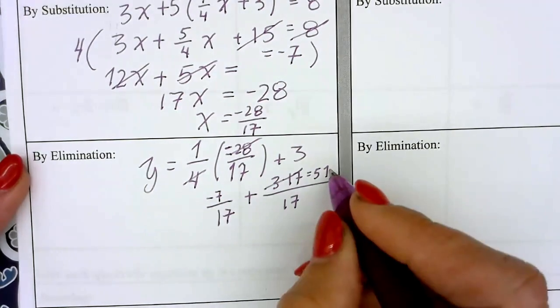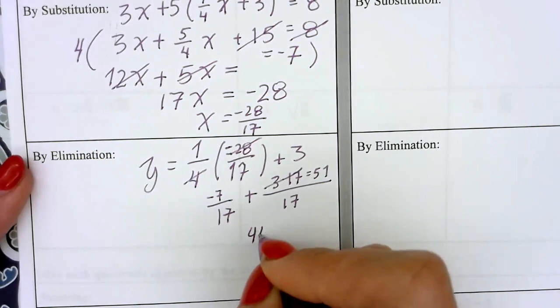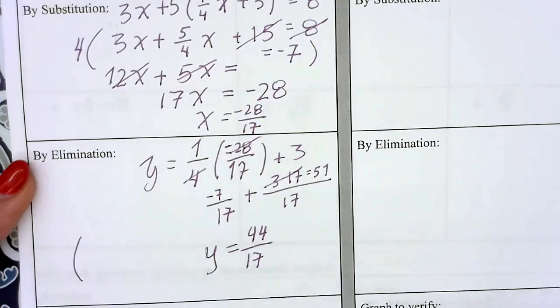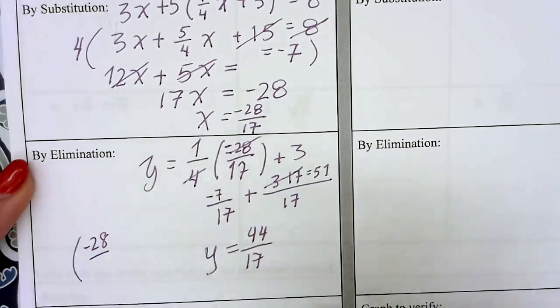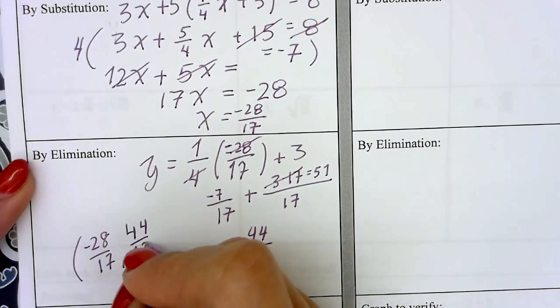Negative 7 and 51 is really 51 take away 7. 51 take away 10 is 41. Add back 3, 44 over 17. Fractions are our friends. Make sure you write your answer as an ordered pair. Negative 28 over 17 and 44 over 17, okay?